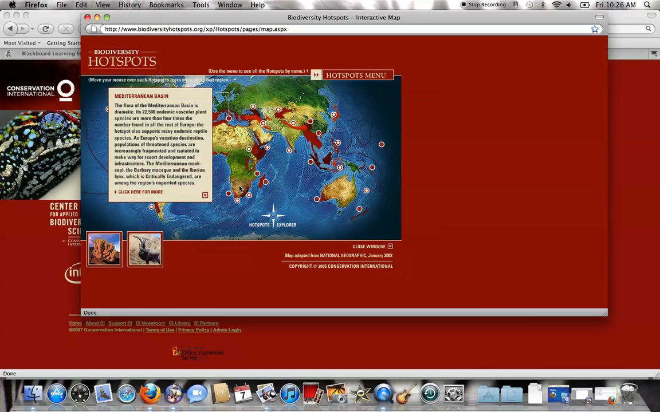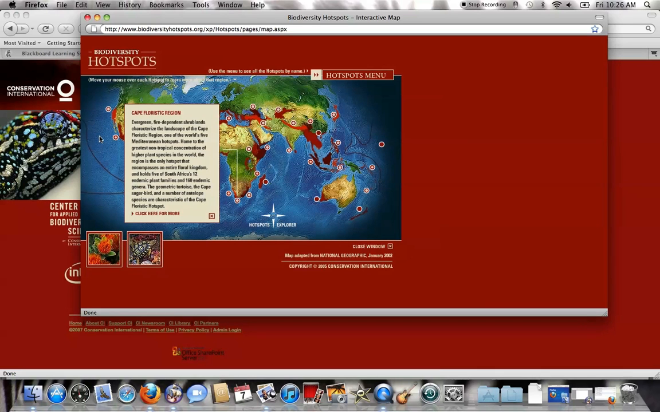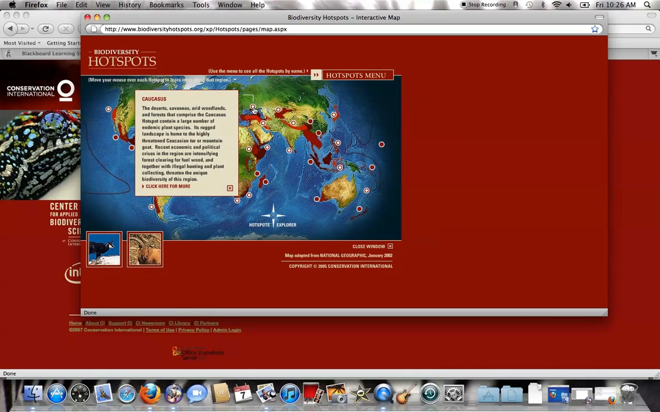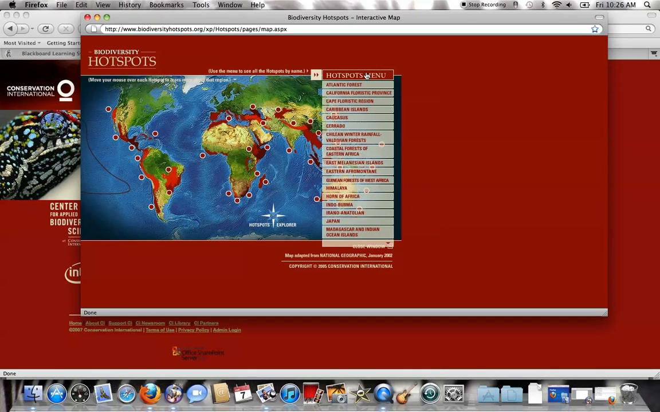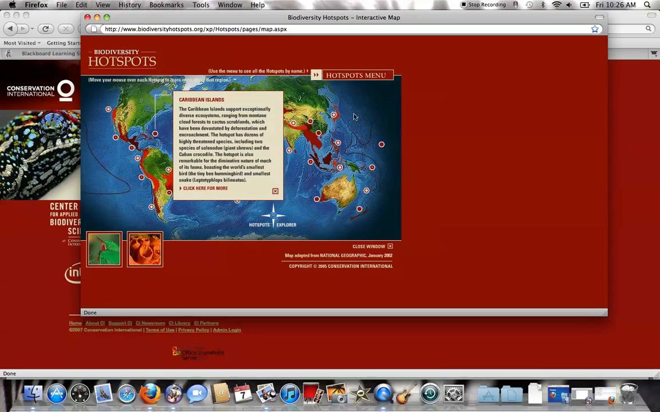It's a really good colorful picture. I don't know what these are, but different areas here. Hotspots menu, you can actually go over here and go into different areas around the world. Gives you the issues of those areas. Caribbean islands, close to Florida here, where we are. And then you can click here for more information.